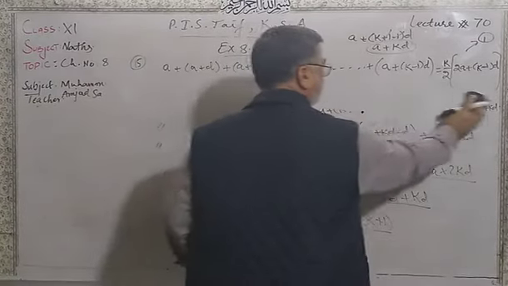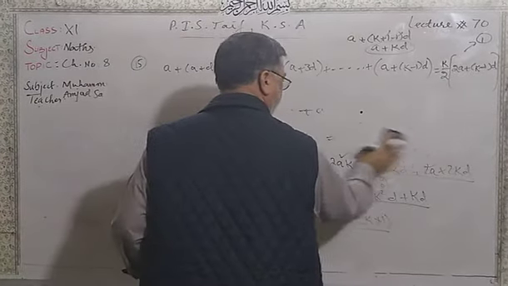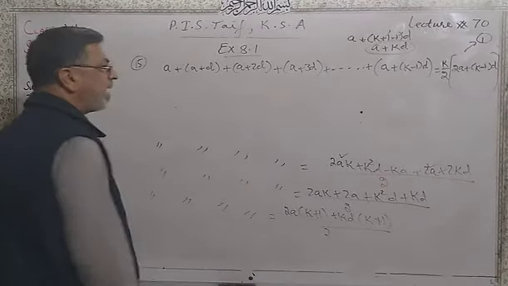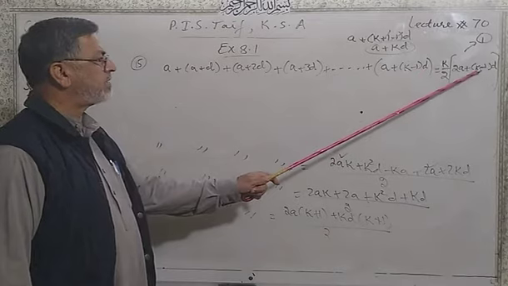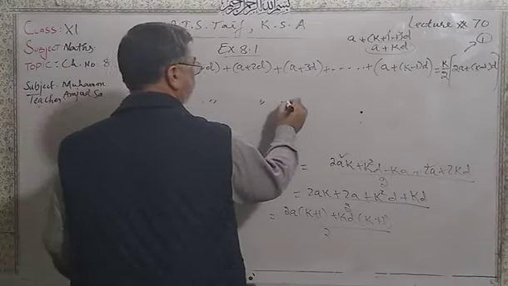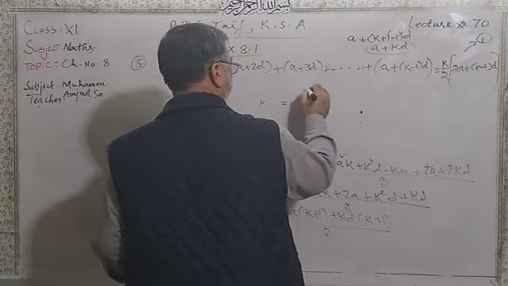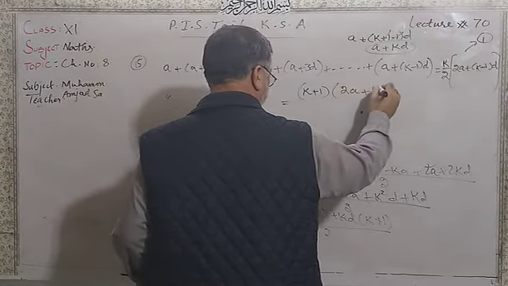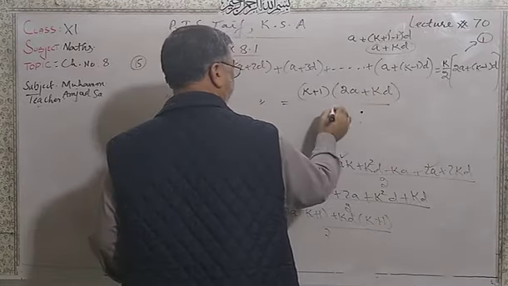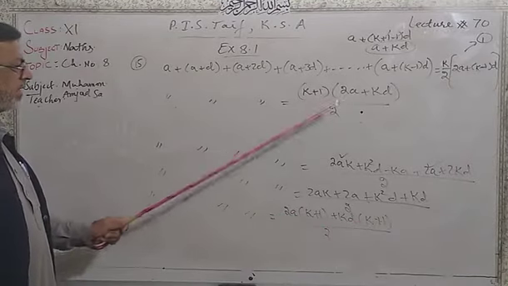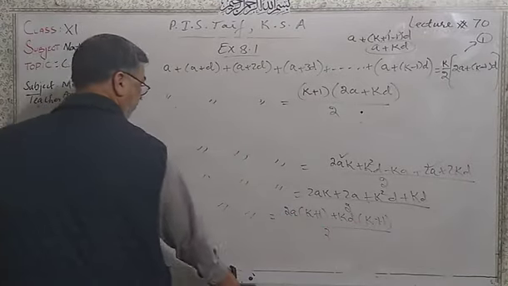So here we will simplify our right hand side in such a way that we will get k plus 1 here and k plus 1 here. Left hand side as it is. Here is k plus 1 into 2a plus kd divided by 2.